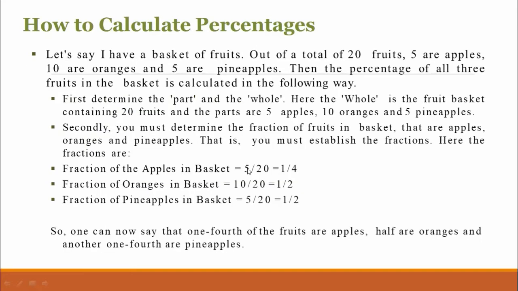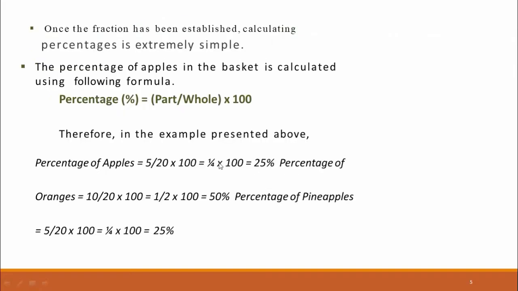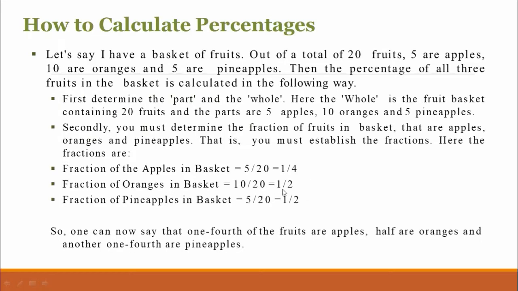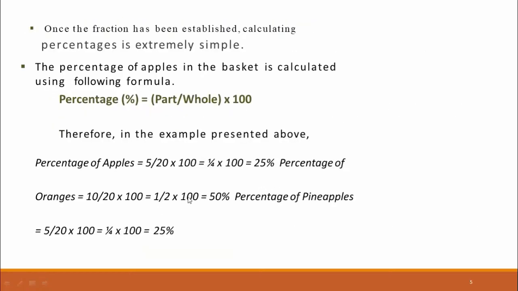In the previous slide, you see here 5 by 20 is equal to 1 over 4. 1 over 4 multiplied by 100 is equal to 25%. And the percentage for orange, using this formula, part divided by whole: the part of the orange is 10 and the whole is 20, multiplied by 100. So 10 by 20 in simplest form is 1 over 2. So 1 over 2 multiplied by 100 is equal to 50% of the orange.